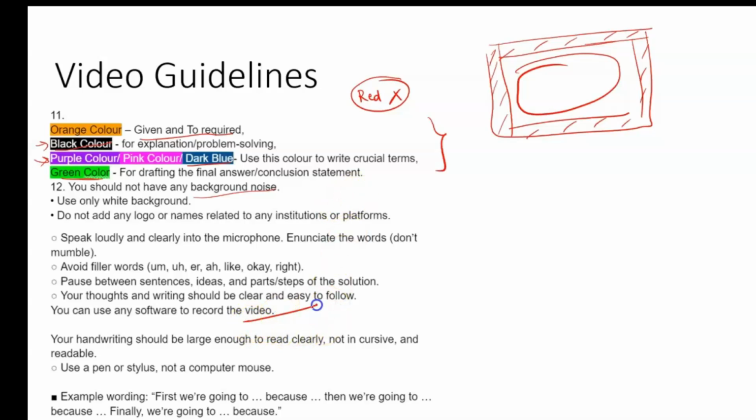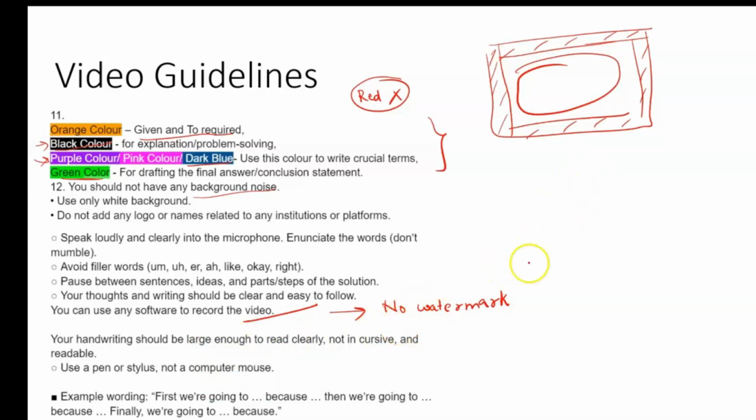You can use any software to record the video. You are not bound to a particular video software or anything. Just make sure there is no watermark in it. No watermark. Then your handwriting should be large enough to read clearly, not in cursive.